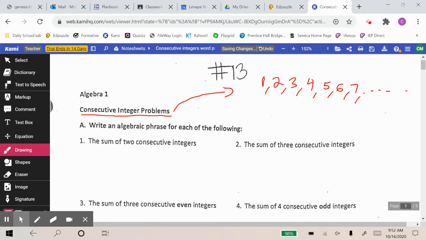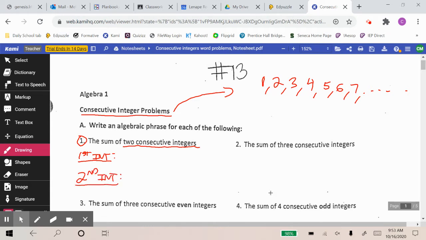So if I want to get consecutive integers, and I want to put it in terms of x, when I look at this first one, it says write an algebraic phrase for each of the following. Okay, let's even get rid of this. I don't even need where it says the sum of two consecutive integers. I'm just going to look at this main part where it says two consecutive integers. So I'm going to look at the first integer. I'll put int as an abbreviation for integer, and then I'll put second.